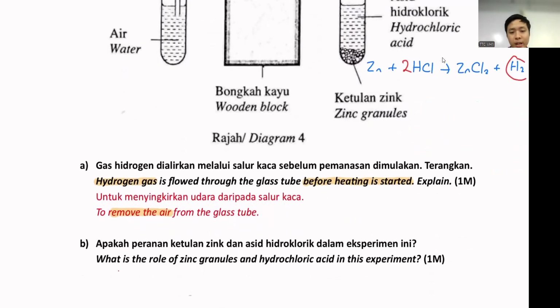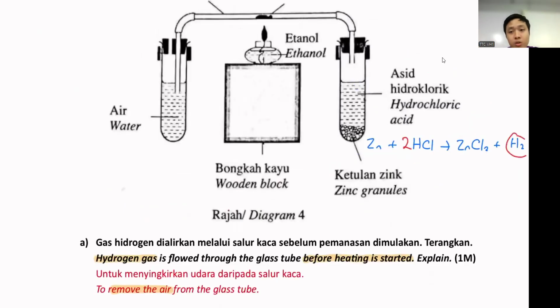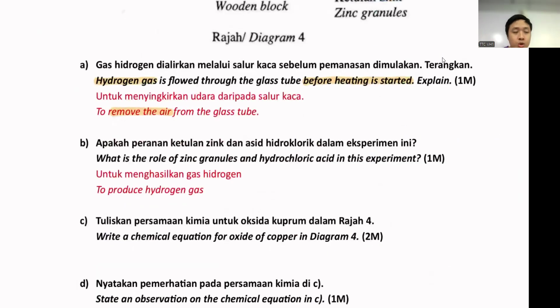Role of zinc granules and hydrochloric acid in this experiment. I told you, this experiment needs hydrogen gas, and it won't suddenly appear out of nowhere. So in this case, you must have these two so that you can obtain your hydrogen gas.